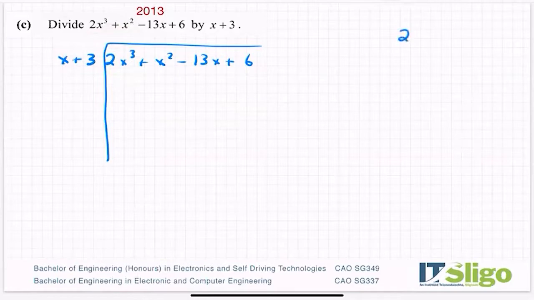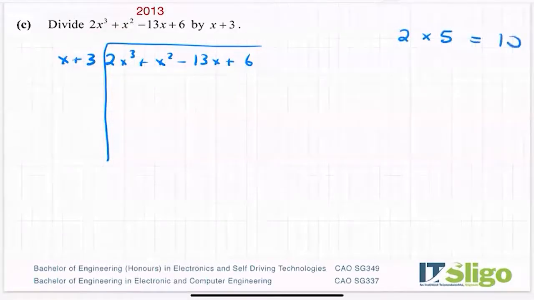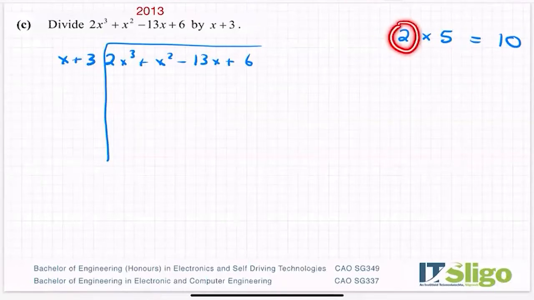Because remember, if I ask you 2 5s are 10, if I say to you, how many times does 2 divide into 10? You get 5. Or another way of looking at it, what must I multiply by 2 to give me 10? You would say 5 as well, okay? So that's all I'm doing here. I'm saying how many times does x divide into 2x cubed, or what must I multiply by x to bring it up to 2x cubed, okay? Because I want to cancel the 2x cubes after this.